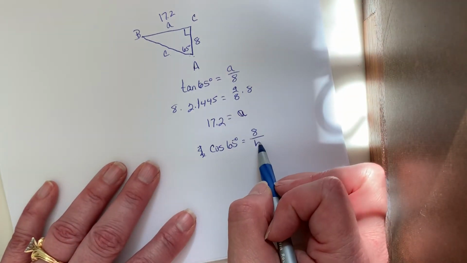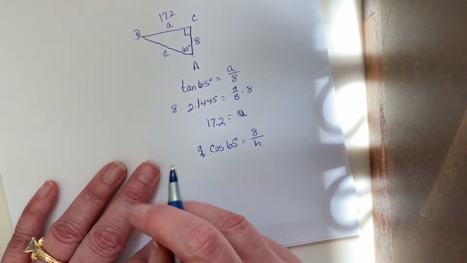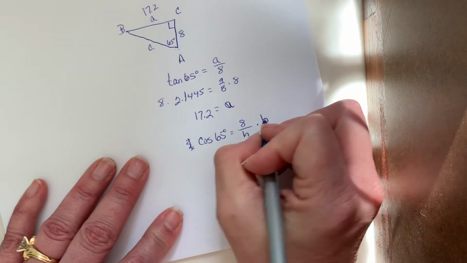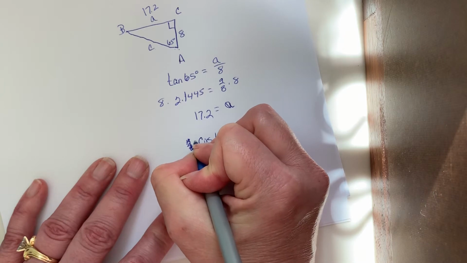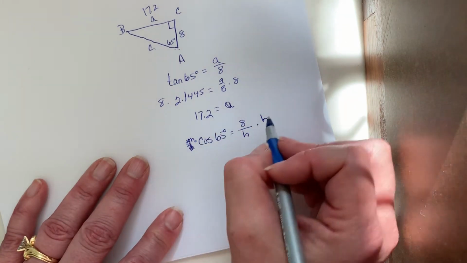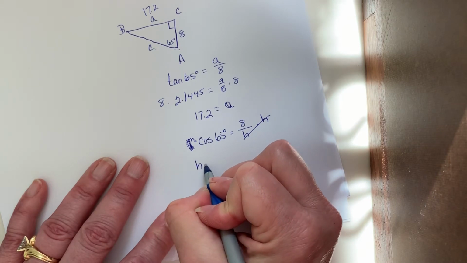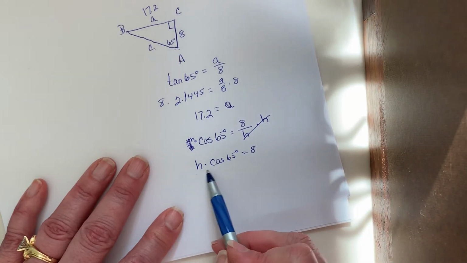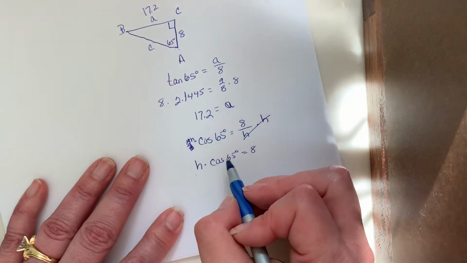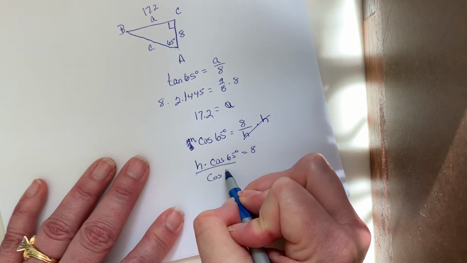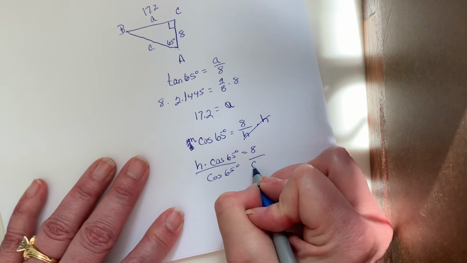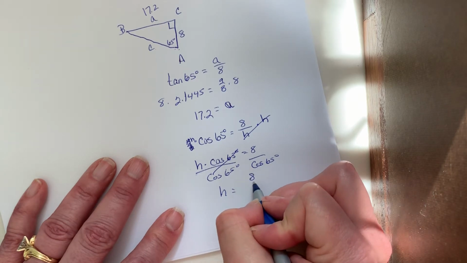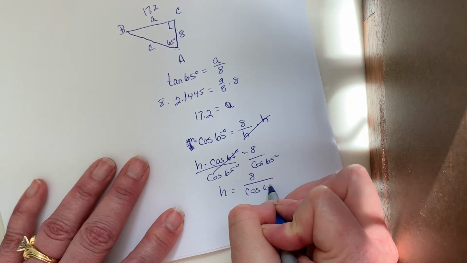All right, so work with me here for just a minute. We're not solving this time by just multiplying both sides by a number. This time, if we multiply both sides by h, then these are going to cross out, and I'm going to get hypotenuse times the cosine of 65 degrees equals 8. But I don't want this, I want just h. So if I divide by the cosine of 65 degrees on both sides, these cross out, and I get h equals 8 divided by the cosine of 65 degrees.